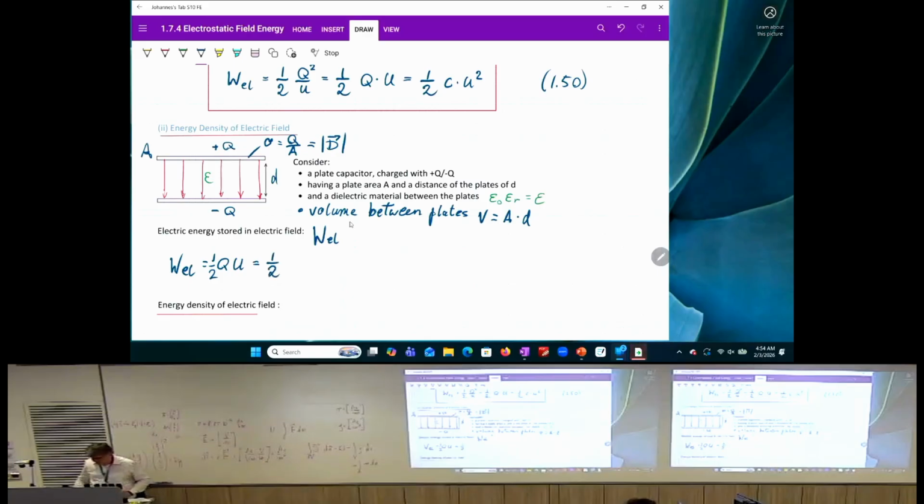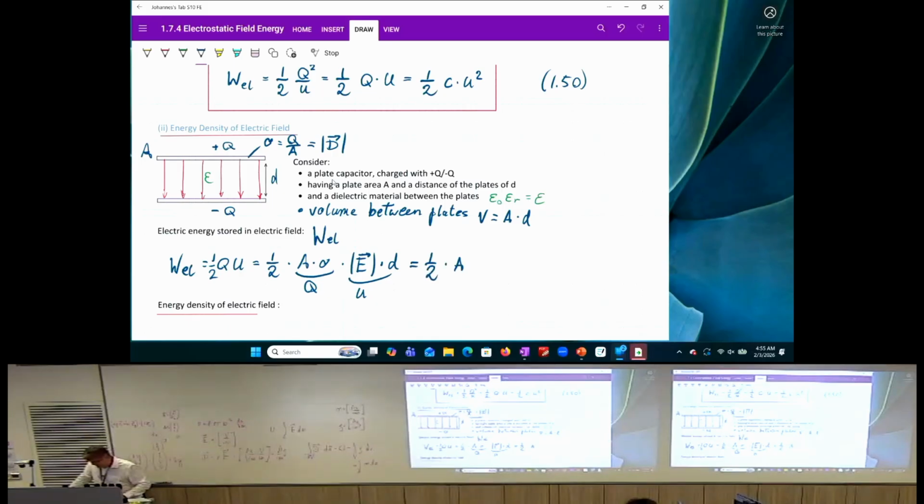The charge, we see from above, is related to the surface charge and the area. So that would be A times sigma. This is our charge, right? As we see above. And then the voltage is given by the electric field and the separation. This is our voltage on the capacitor. And this would be 1/2 times A.